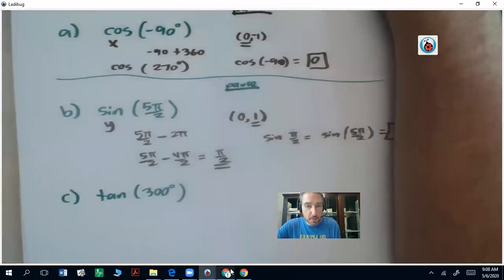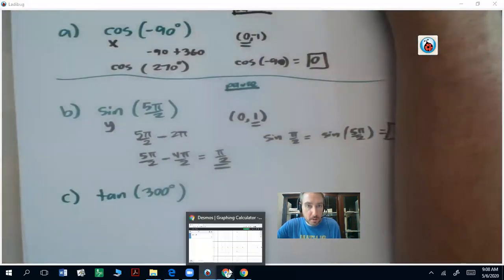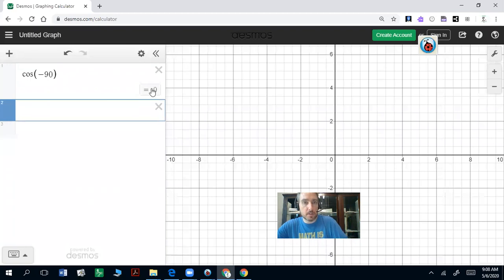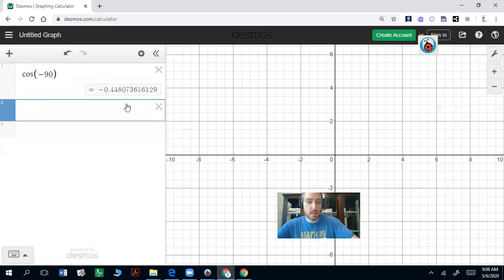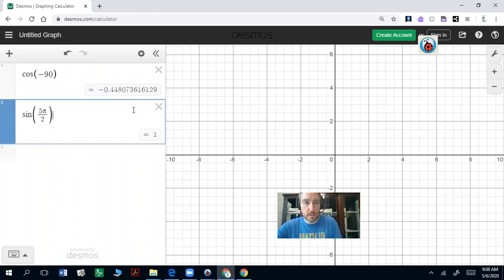All right, let's check with Desmos. Sine of 5 pi over 2. This is a radian, so click the mode, the wrench, click on radians, sin, parentheses 5 pi divided by 2, and our answer is 1.